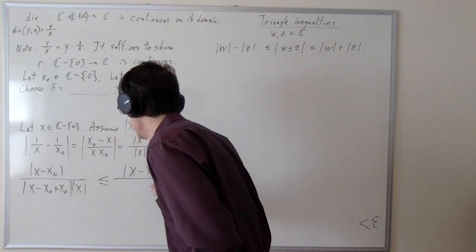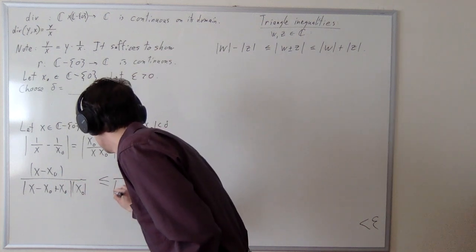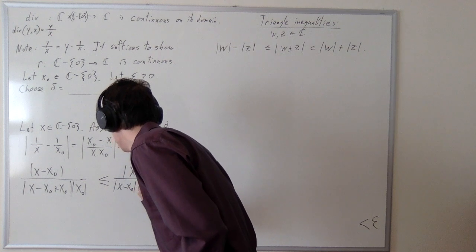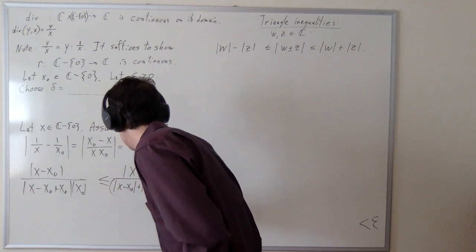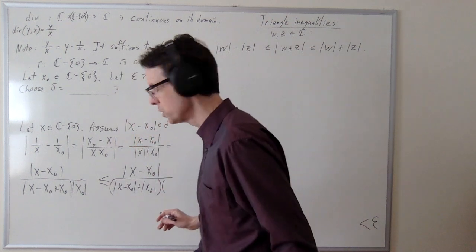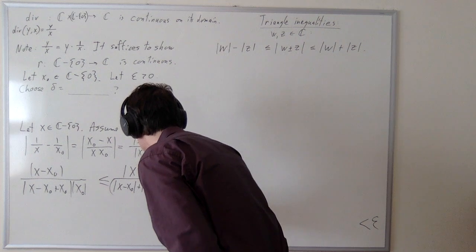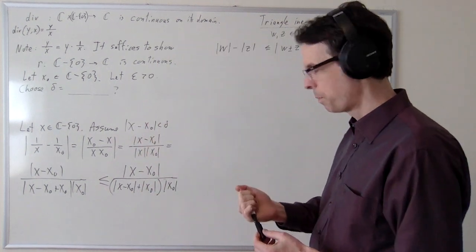And in the denominator, I left off an x naught here. In the denominator, we're going to get, let's see if this works, x minus x naught plus absolute x naught. I'll parenthesize that because the whole thing needs to multiply absolute or modulus x naught. All right, how'd I do? Did I do a good job or did I mess it up?